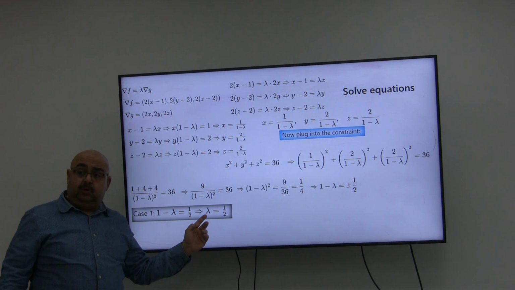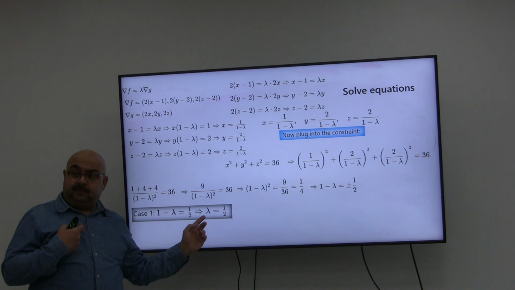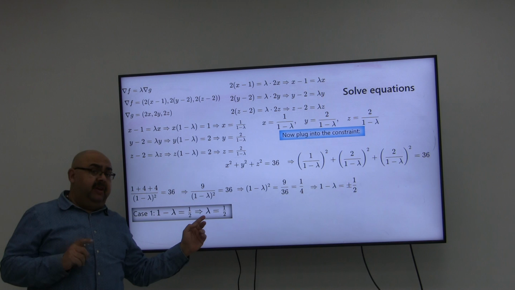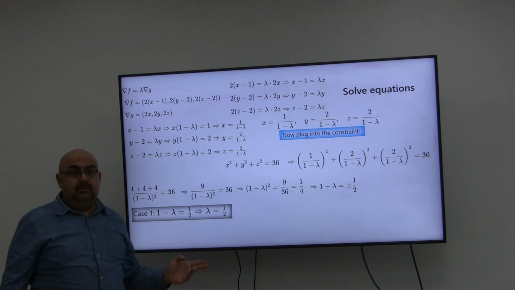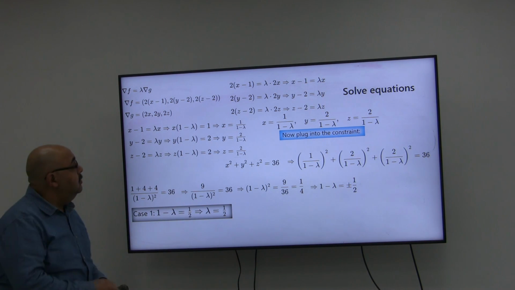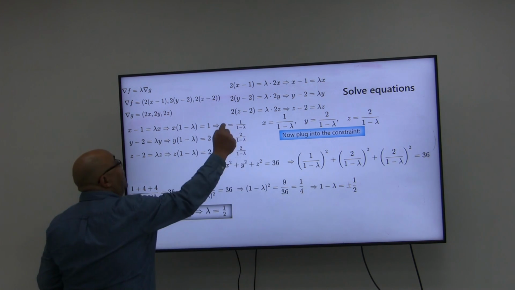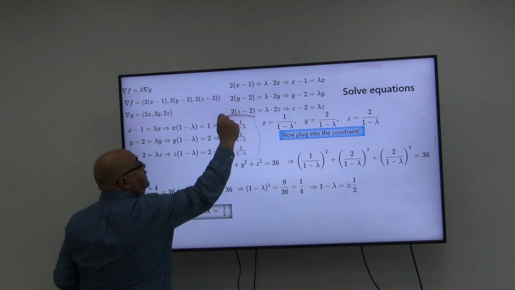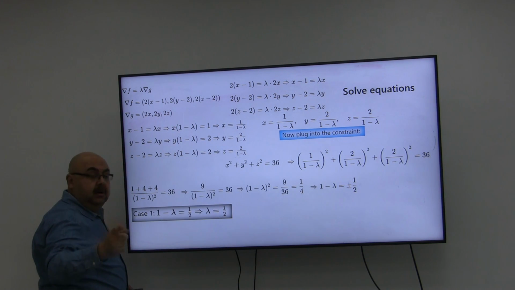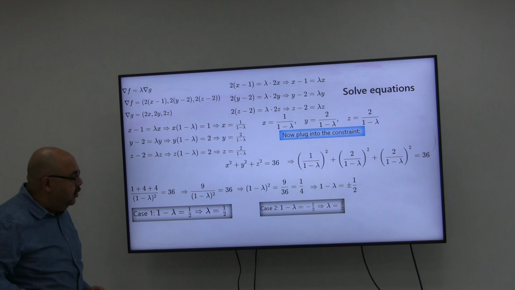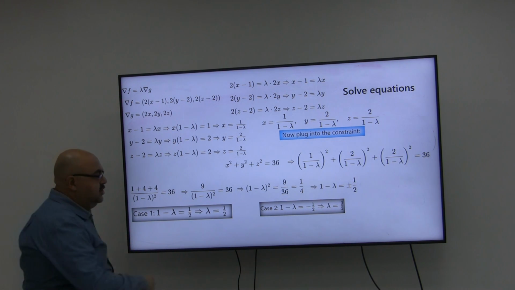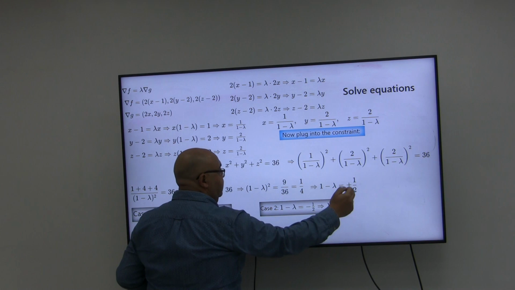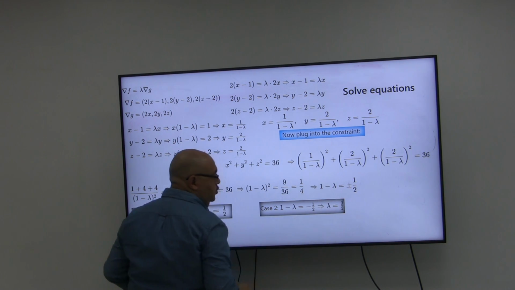If lambda is equal to half, now I know the value of lambda. Once I know the value of lambda, what to do? I will take this value and plug it back into x, y, and z. Am I right? Then you will be able to get your values. Case number 2, try to solve: 1 minus lambda equals negative 1 over 2, which means lambda is equal to 3 over 2.